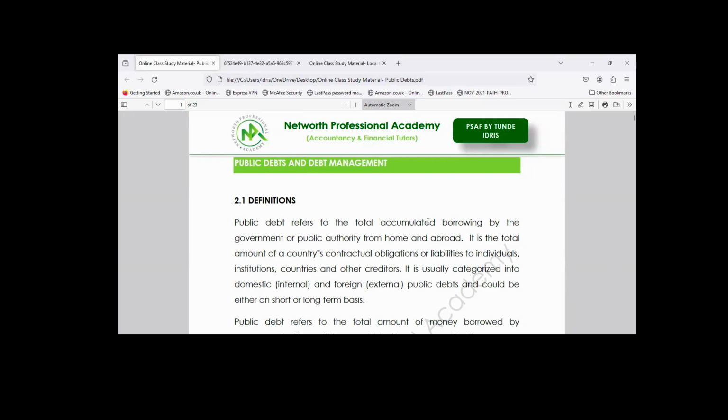Public debt can be referred to as the total accumulated borrowing by government from home and abroad. What do we mean by that? The total accumulated borrowing by government within the country and outside the country. That is public debt.